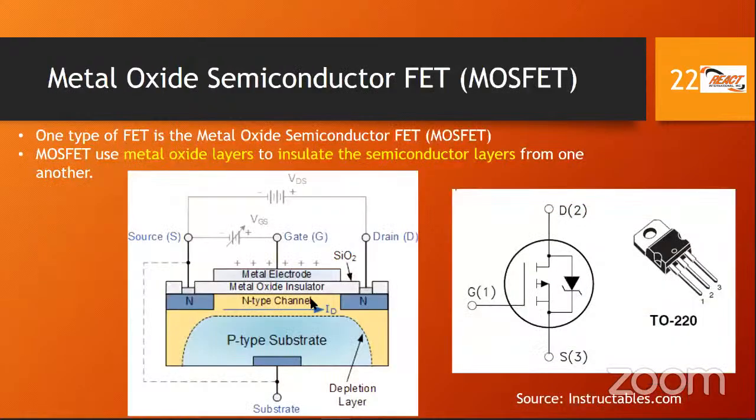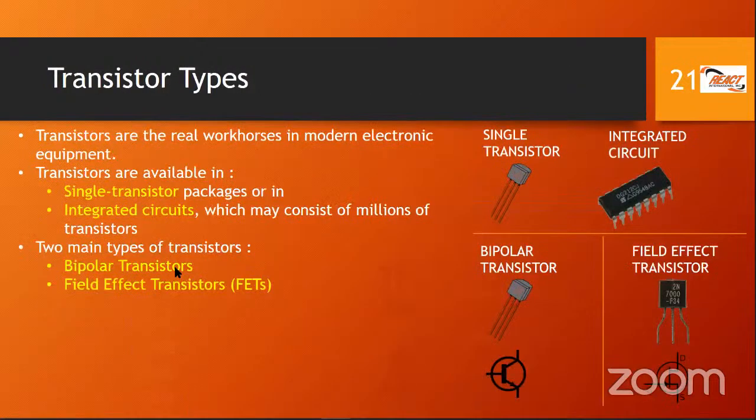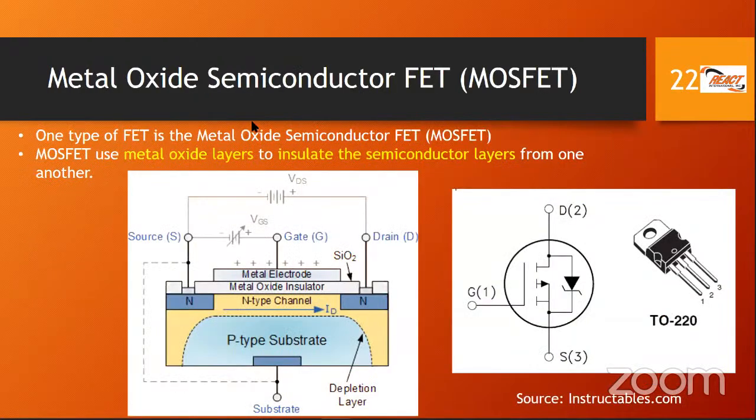We are going now into a special type of field effect transistor, and this will be our last topic for today's theory. This type of field effect transistor, remember we said there are two types, bipolar transistor and field effect transistor. So this type of transistor, called the MOSFET, is a type of field effect transistor. And MOSFET stands for metal oxide semiconductor FET. So we abbreviate it as MOSFET.